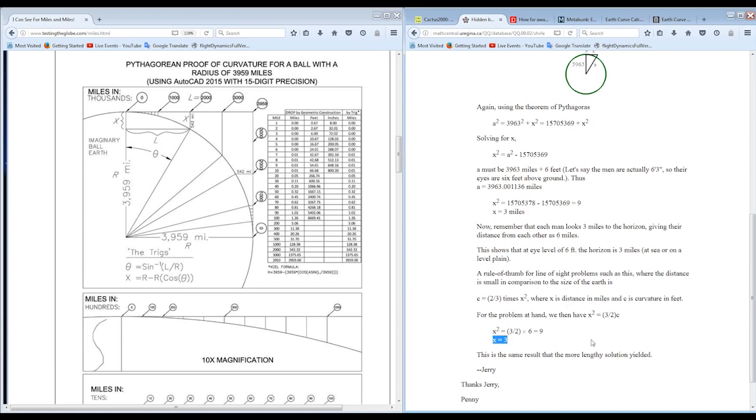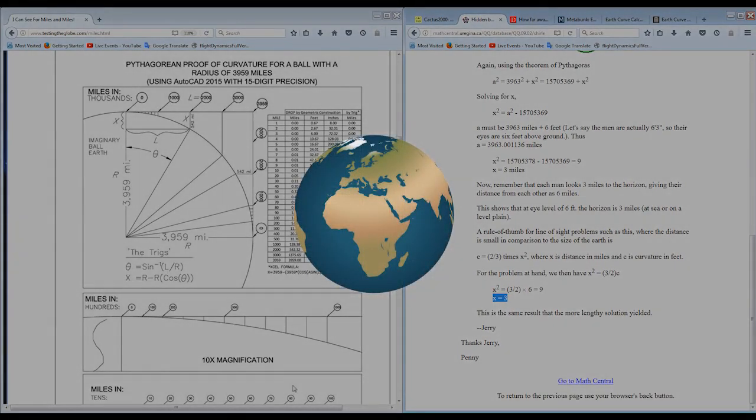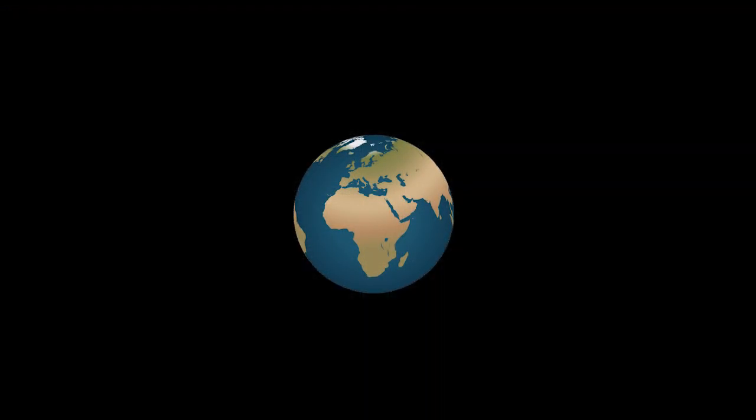So at 3 miles now, and we'll go back to our chart here, assuming your eye level is at the ground, at 3 miles, 6 feet is obscured. Now this is what's interesting. And I'll create a little animation here for you to be able to visualize what I'm thinking. And I'll let you think this through with me.